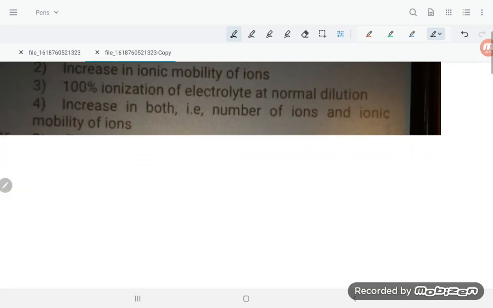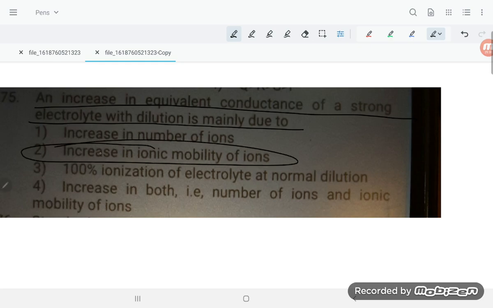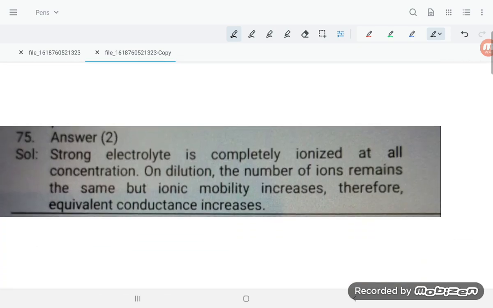Let us move on. An increase in equivalent conductance of a strong electrolyte with dilution is mainly due to increase in ionic mobility. Because they are asking about the equivalent conductance of a strong electrolyte, a strong electrolyte is itself 100% dissociating, so that is because of movement.